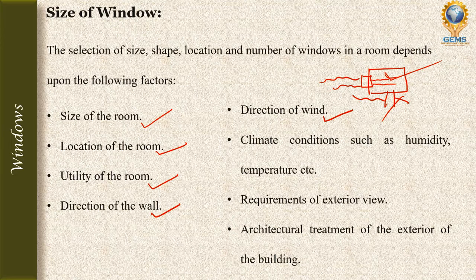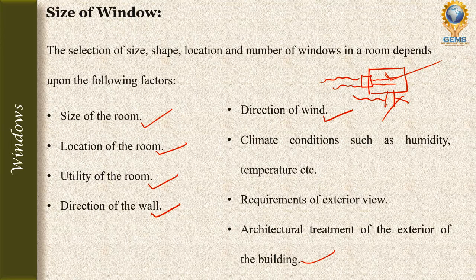Next one, requirement of exterior view. So from the exterior, how your window should look, how your home should look. That's also required for the size and the shape of the window. And the final one is architectural treatment of the exterior of the building. So from the outside, the architectural view, how you want it to look.